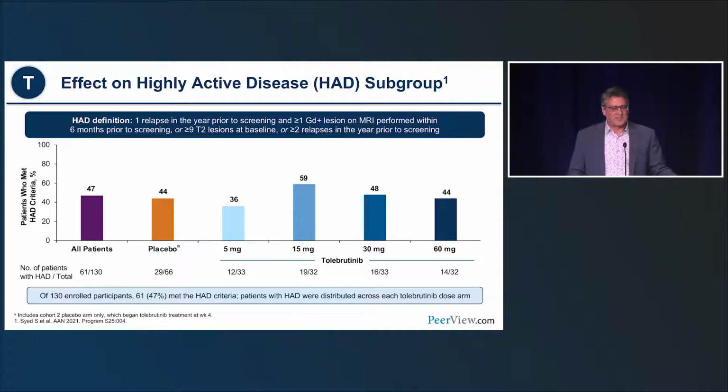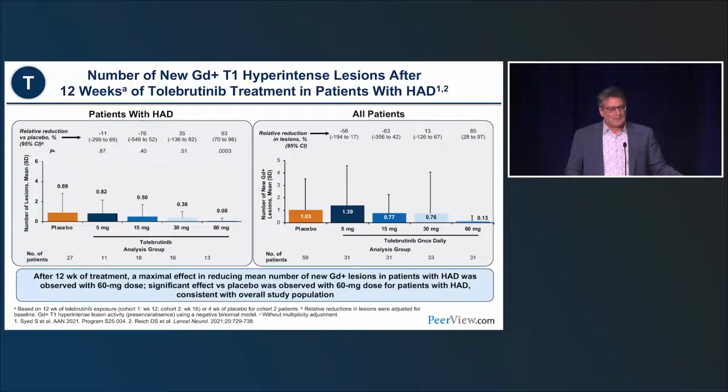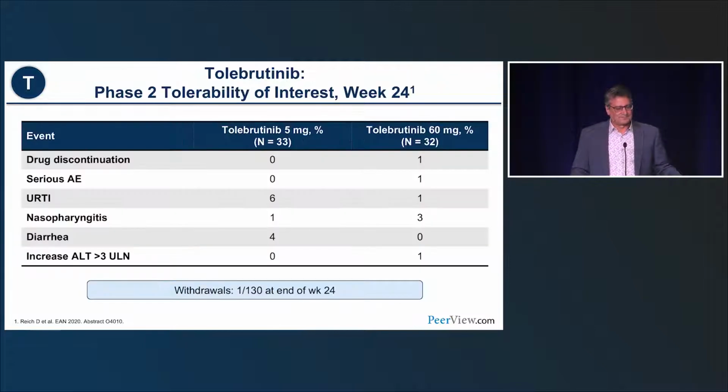And of course, we're especially interested in the high dose, 60 milligrams, which is the target dose in the phase 3 trial compared to the placebo. And again, on the left, you see patients who met that definition going into the study of highly active disease compared to the whole cohort, which includes them as well. And you can see again that nice suppression of MRI activity, whether the patient had highly active or regular disease activity.